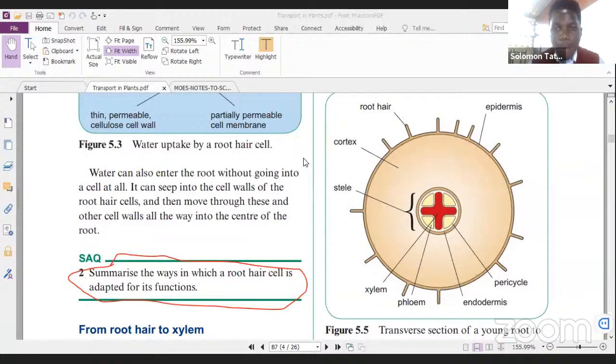Any other? We talked about the structure of their cell wall and cell membrane. Who remembers that? The cell wall and the cell membrane of the root hair. We just mentioned that. Who remembers anything to do with that? Does anyone remember? The structure of the cell wall and the cell membrane of a root hair. There's something special about those two structures. Does anyone remember?